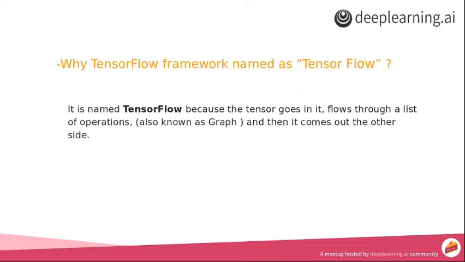So, why TensorFlow framework named as a TensorFlow? As its name suggests, tensor and flow. It is named TensorFlow because the tensor goes in it as an input and flows through a list of operations, which is also known as a graph. Okay, and then it comes out the other side as an output. So basically, this is the architecture of the TensorFlow. Yes, because it takes input as a tensor and then this tensor goes to the graph and then it comes out as an output.